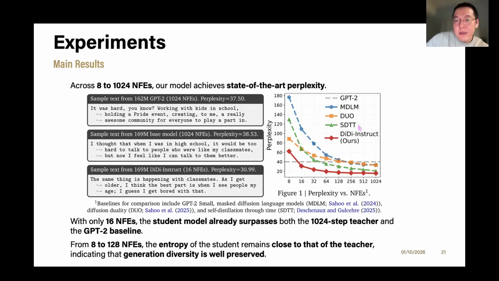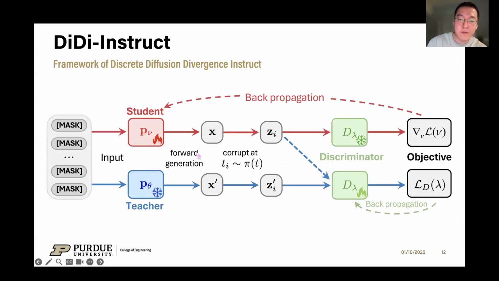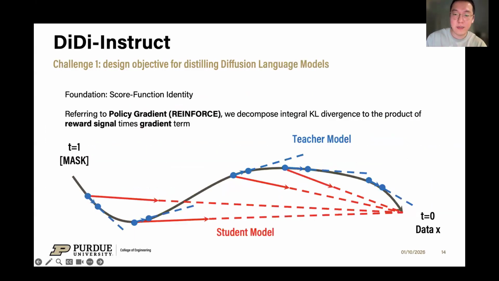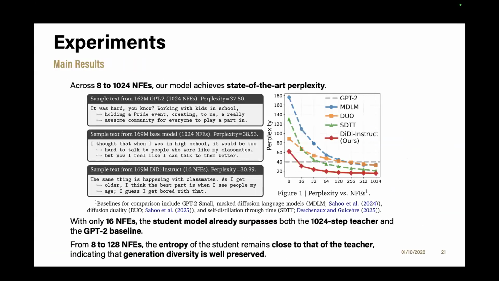Okay, I see. This is a good point. So actually, if we go back to the framework, we replace the teacher model with data. When we train the model, we use some data as a reference. So that's why it can beat the teacher model. Does it make sense? Yeah, that makes a lot of sense. Great, thank you.